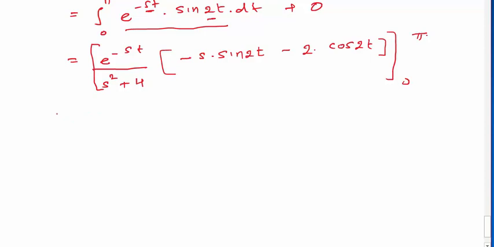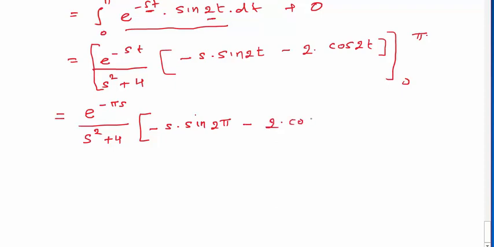First we will put the upper limit, which is pi. So it will be e power minus pi s divided by s square plus 4. And here first I will put the value of t as pi. So minus s into sin 2 pi minus 2 into cos 2 pi. Upper limit we have applied. Now minus, we put the lower limit. So e power 0 is 1. So it is 1 upon s square plus 4.